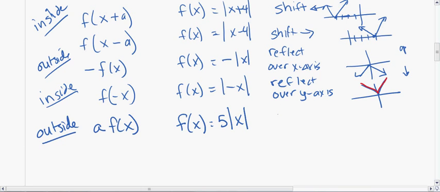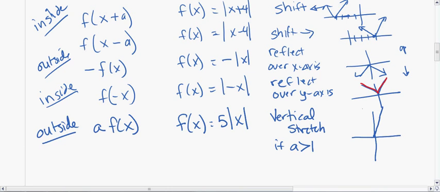So it will be a vertical stretch if my a value is greater than 1. So in this case, it's greater than 1. It's going to be a stretch. And what that's going to look like is my v is closing up a little bit. So instead of being an open v, it's going to be more closed. If a is between 0 and 1, then it's going to be a vertical compression.